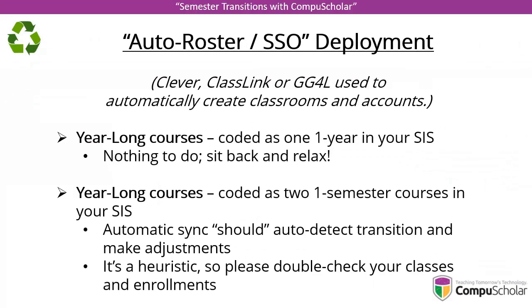However, this is a heuristic. It's an algorithm that attempts to do some matching because the Clever, ClassLink, and GG4L data doesn't actually tell us that you're transitioning between these 2 courses. So we have to kind of guess and figure it out on our own. So please just double check your classes in the second semester and make sure that you have all the students enrolled that you expect and so forth. And if there's any problems, let us know and we'll get it sorted out.